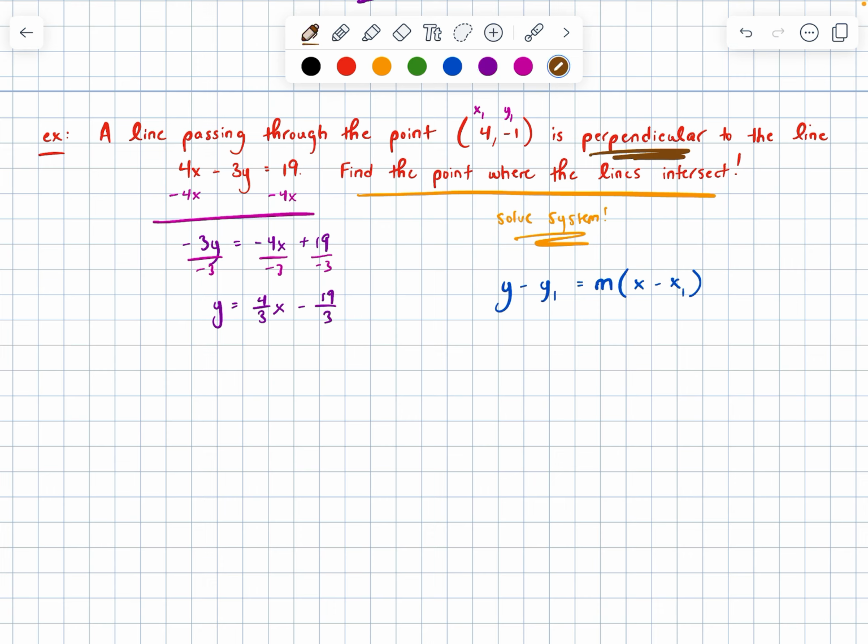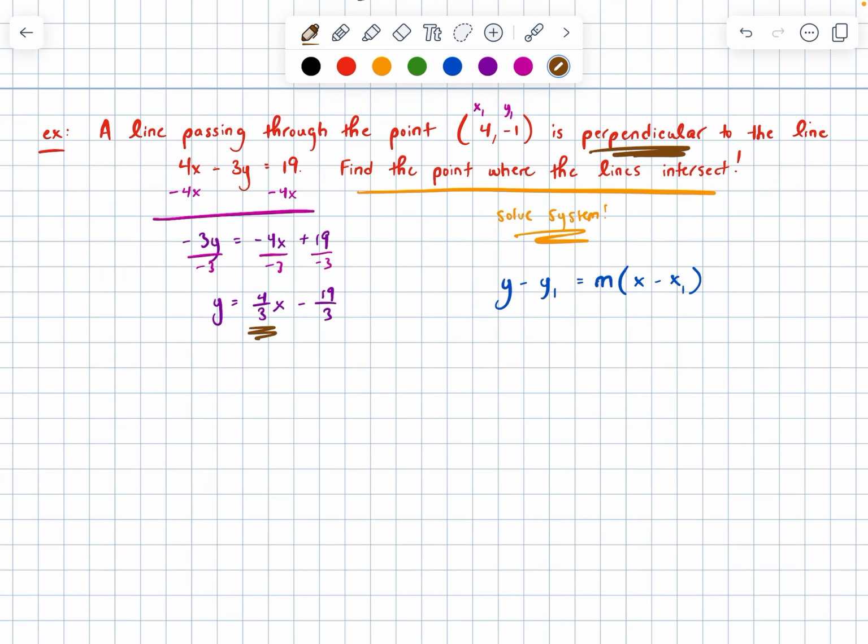Of course, the 19 over 3 doesn't matter because I'm just using the perpendicular line to find its slope. The slope of this line is 4 over 3. Perpendicular lines, you may remember, have slopes that are negative reciprocals, which means I need to flip the sign from positive to negative, and I need to take the reciprocal of 4/3 to get 3/4. So the slope of my line is negative 3 over 4, and I have a point, (4, -1).